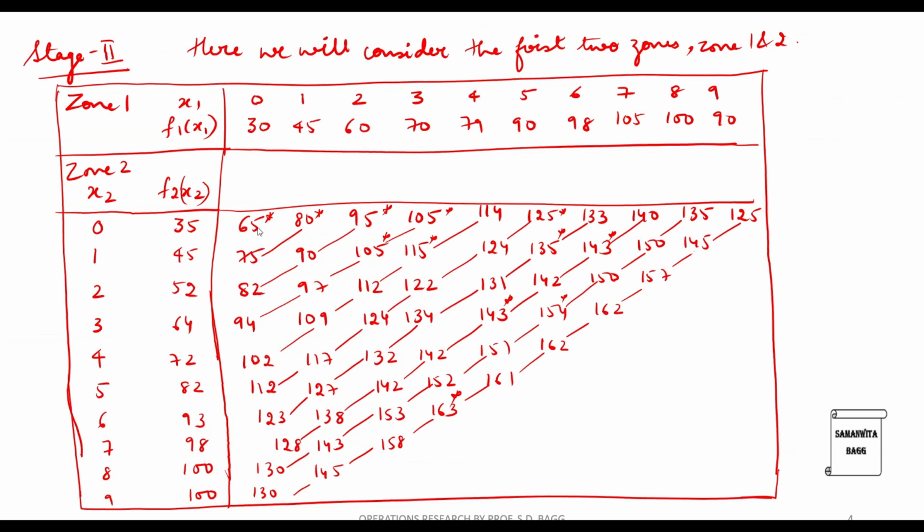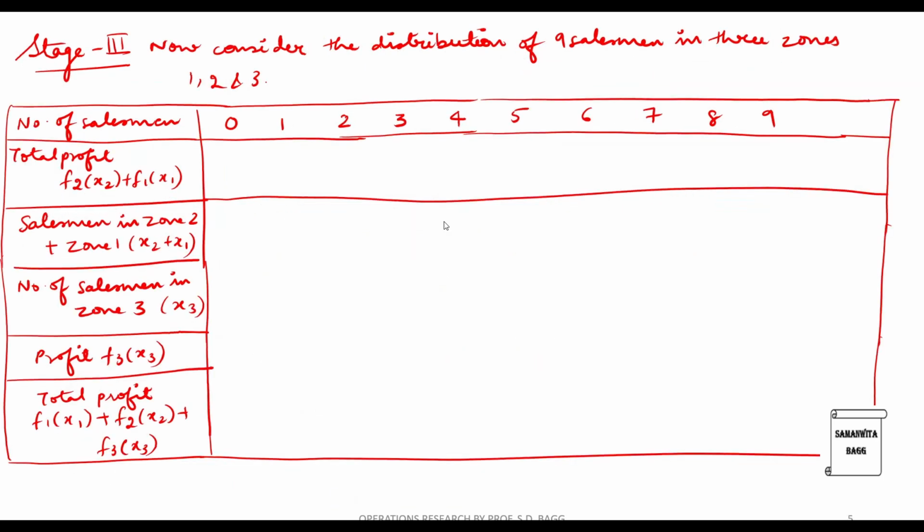Here I'll write down the maximum value. For the first one, you can see it is 65. In the second case, the highest is 80. Third case, it is 95. Fourth case, it is 105. So accordingly, I'll write down all the maximum values here.